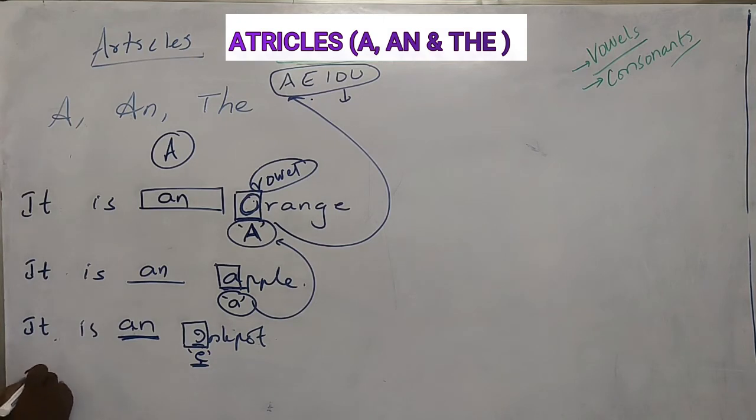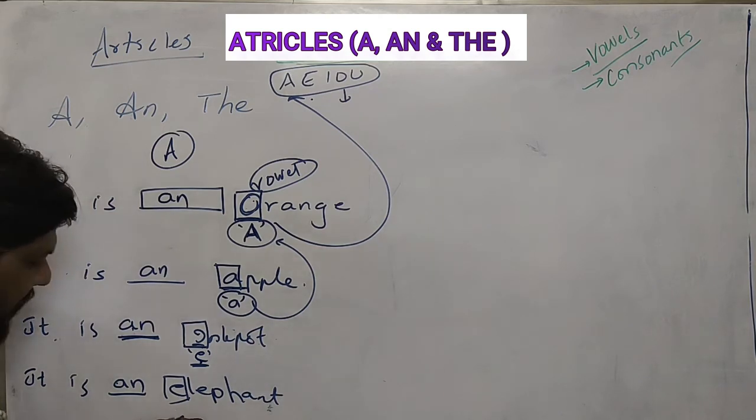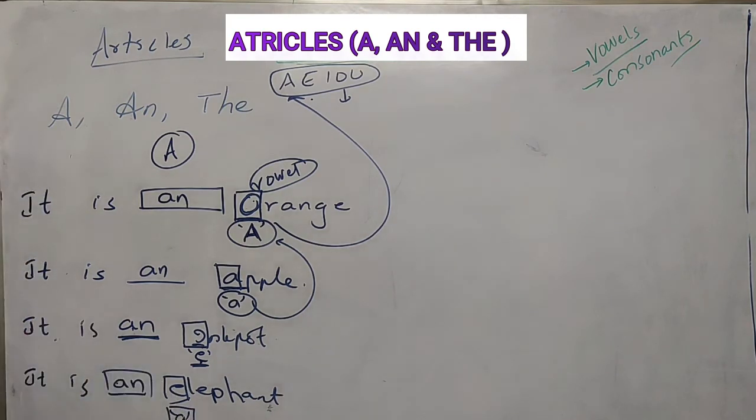Okay, now in the same way you write, it is dash elephant. So, what do you write here? Again write "an" here. Now, what is the sound here? You're not saying it as "alephant", isn't it? What are you pronouncing it as? Elephant. Again, the sound which is here is A. Because A is a vowel, you'll write here "an".